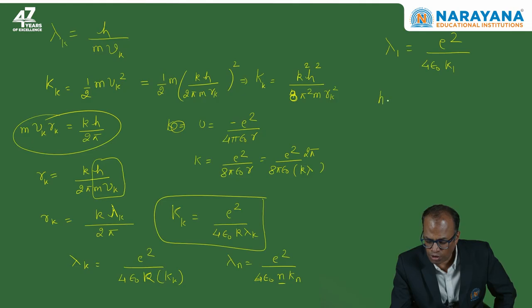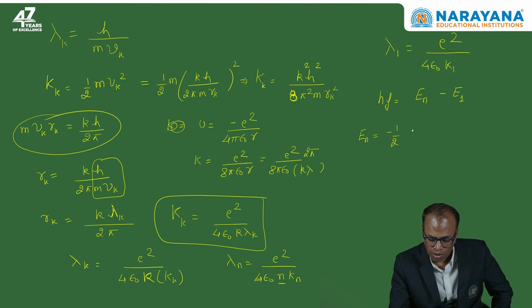So h times f will be equal to the total energy in the n value minus the total energy in the first value. The electron will lose energy, and total energy is the negative of the kinetic energy, or half of the potential energy. Potential energy is minus e squared by 4 pi epsilon naught r. So this becomes minus e squared by 8 pi epsilon naught r. So this is r n.